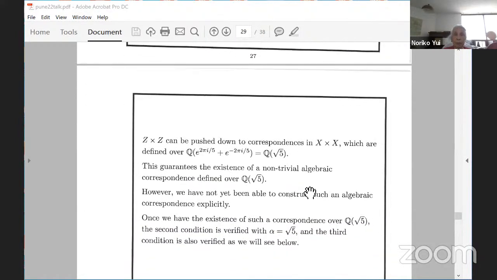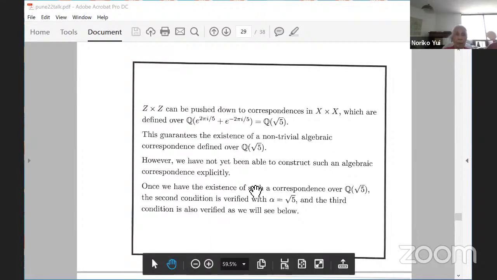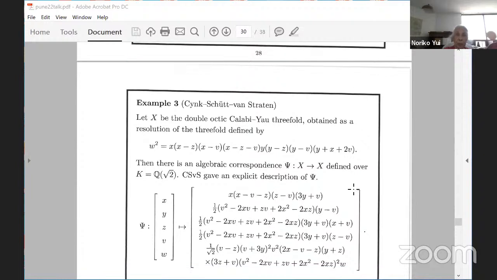But we are not able to construct explicitly this algebraic correspondence yet. We don't know how to express this. But once we have this algebraic correspondence, taking alpha to be square root 5, then we'll get the condition: compatibility with the Hodge structure, compatibility with the Galois representation. So this is one example, the quintic skew pentagon example.